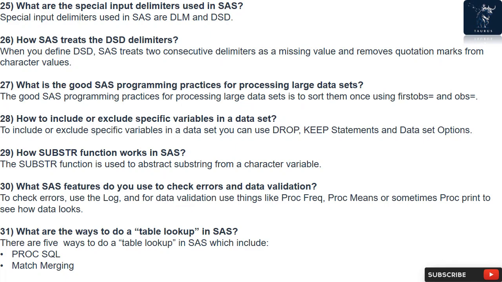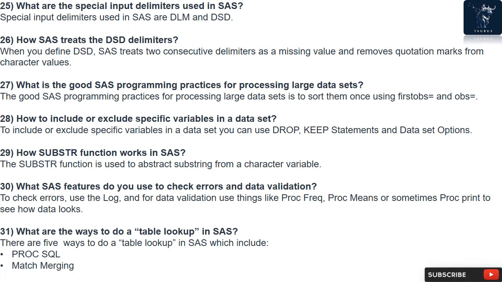27. What are the good SAS programming practices for processing large data sets? The good SAS programming practice for processing large data sets is to sort them once, using FIRSTOBS= and OBS=. 28. How to include or exclude specific variables in a data set? To include or exclude specific variables in a data set, you can use DROP and KEEP statements and data set options.